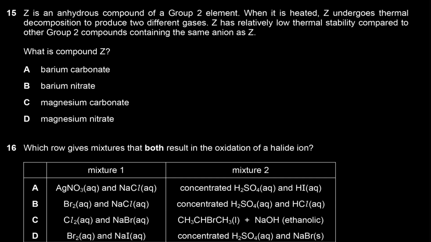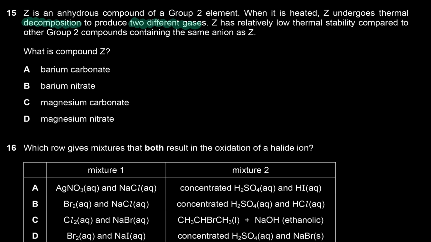Z is an anhydrous compound of a group 2 element. When it is heated, Z undergoes thermal decomposition to produce two different gases. Z has a relatively low thermal stability compared to other group 2 compounds containing the same anion as Z. What is compound Z? First of all, is it carbonates or nitrates that give us two different gases when decomposed? Group 2 carbonates or nitrates? We're getting two different gases from the decomposition.